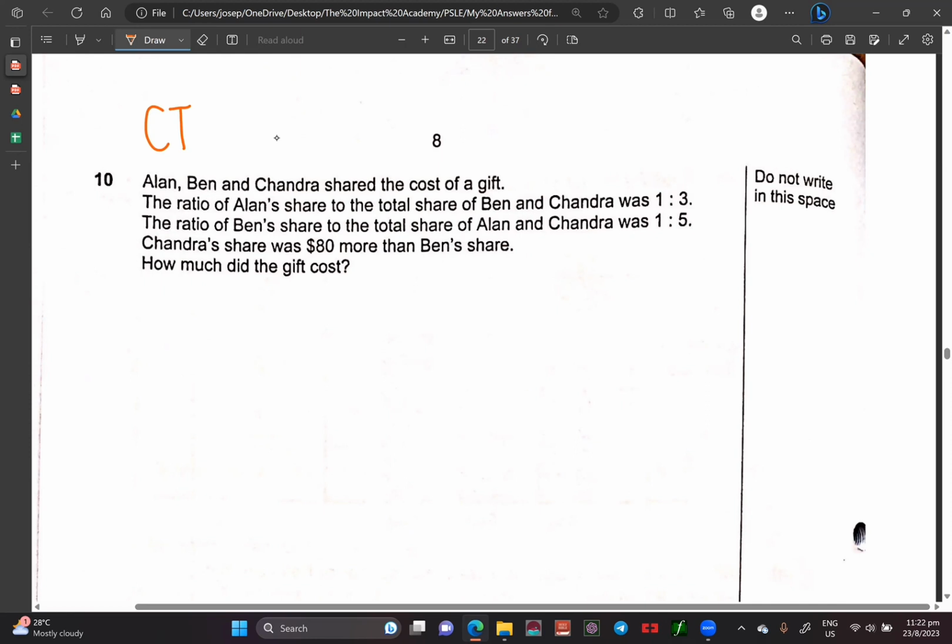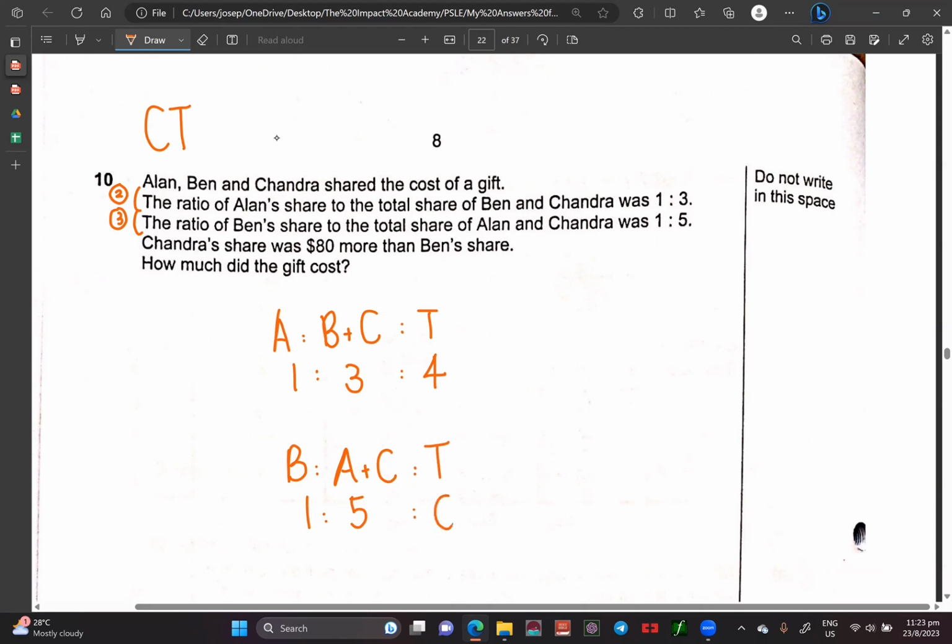Okay, now we look at sentence number 2. It says that the ratio of Alan's share, so Alan to the total share of Ben and Chandra, is 1:3. So therefore, over here, as you can see, the total has to be 4 units. Okay, so once this is done, you can move on to sentence number 3. It says that the ratio of Ben's share to the total of Alan and Chandra is 1:5. And you know that the total over here has to be 6.